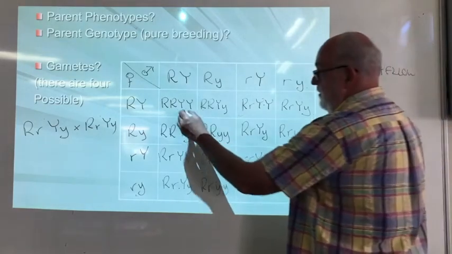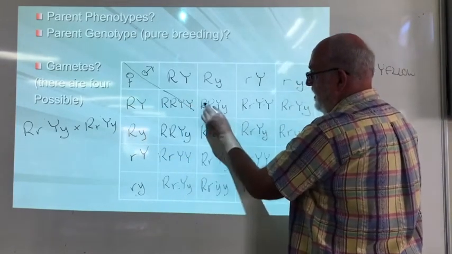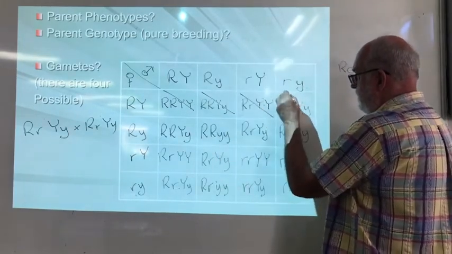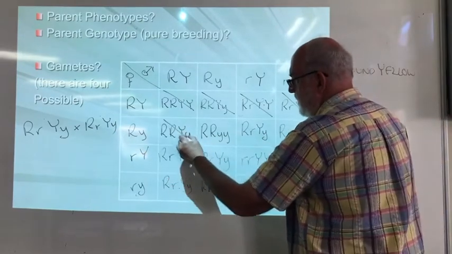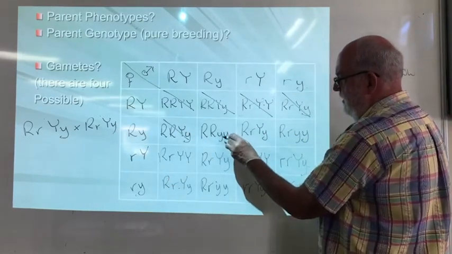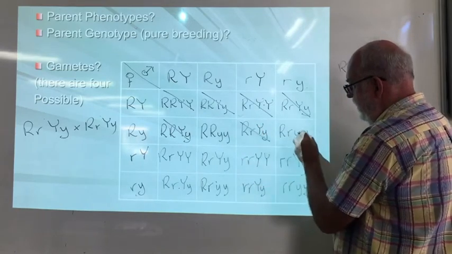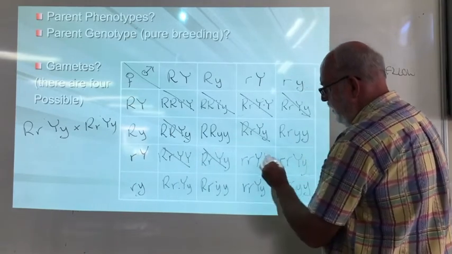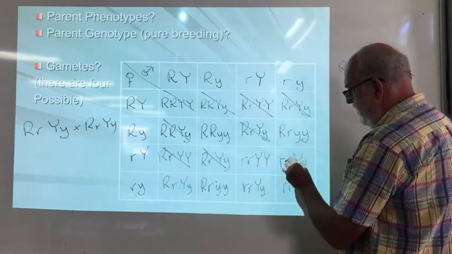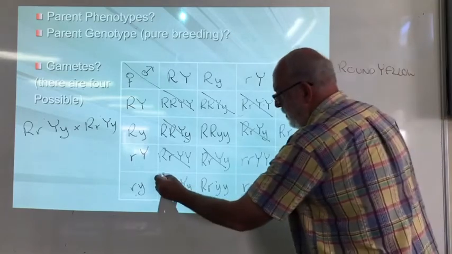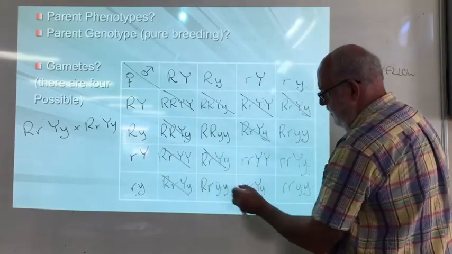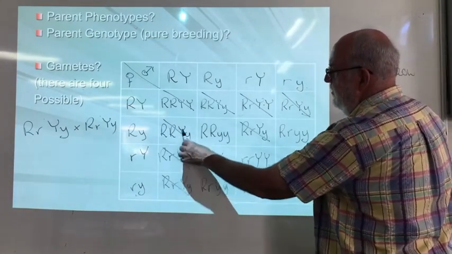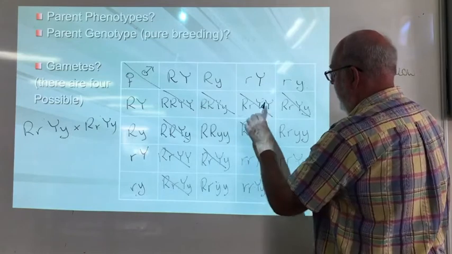So let's cross them out. There's one. There's one. It's got one of each. Two of one, one of the other. This one. This one. This one. Not this one, because there's no capital Y. This one. Not this one, because there's no capital Y. This one, not this one, because there's no capital R. Not this one, because there's no capital R. This one, not this one, not this one, not this one. So how many have we got? 1, 2, 3, 4, 5, 6, 7, 8, 9.